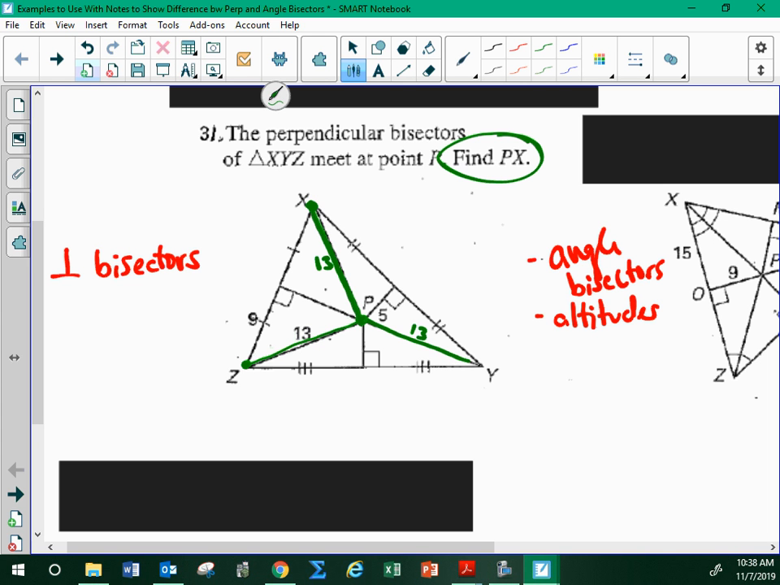Awesome. Now, suppose I instead asked you for something like this. Let's call it W. How would I find W? Talk with your shoulder partner. How would you find W? You don't have to actually find it, but just how would you go about it? WY is half.